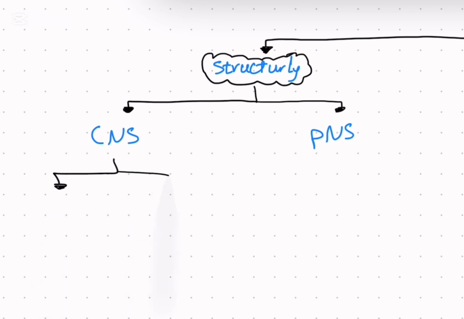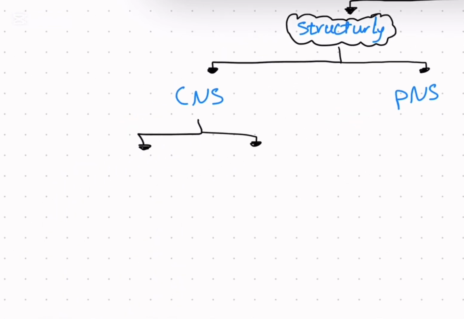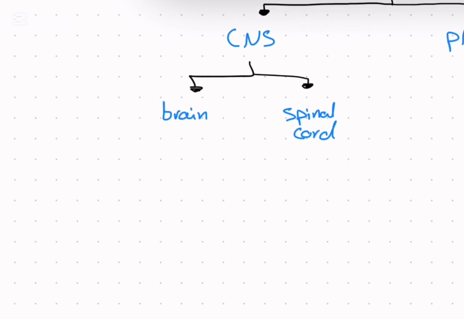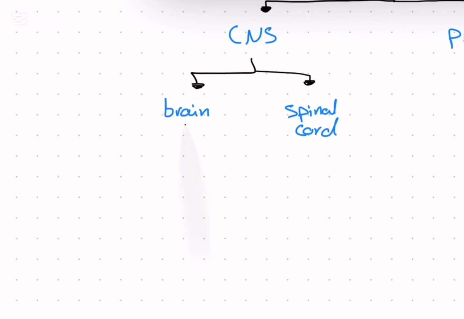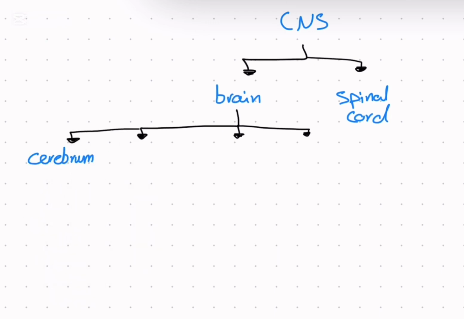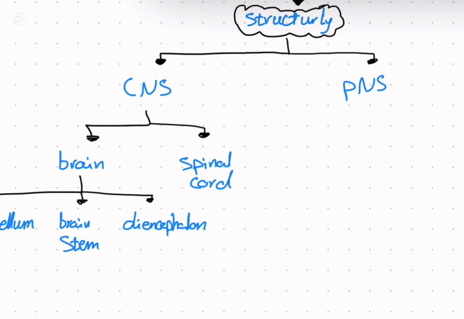It is composed of two parts, the brain, which is enclosed inside the skull, and the spinal cord, which is enclosed inside the vertebral canal, inside the vertebral column. The brain is a general term. Itself, it is divided into the cerebrum, the cerebellum, the brainstem, and the diencephalon. The spinal cord, from the name, is just a cord enclosed inside the vertebral canal. It is divided into 31 segments, and from each segment we have emerging nerves.